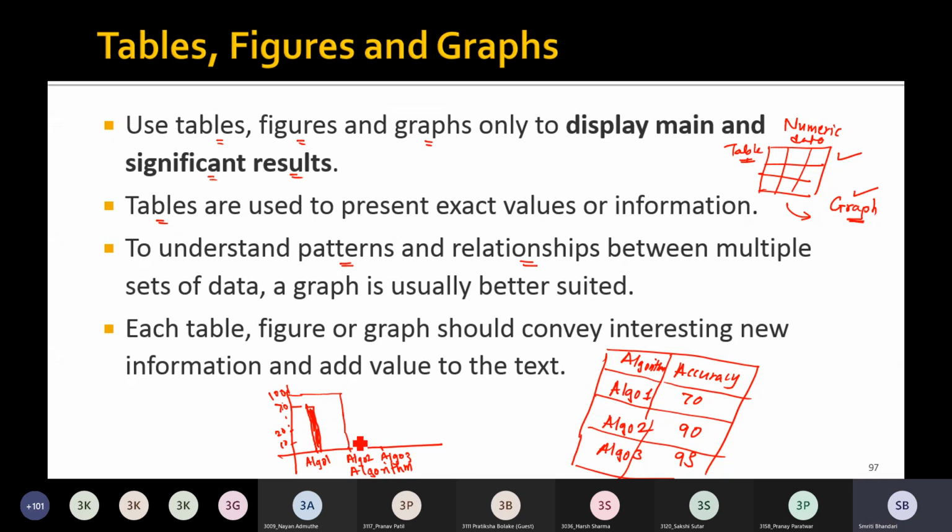Algorithm 2 is giving me 90% accuracy, so here is 90%, and I'll draw a column depicting the accuracy of algorithm 2. Similarly, it is 93 for algorithm 3, so I'll plot this column also for algorithm 3. I may put the data labels also: 70, 90 and 93. So the same data is represented in the table form and the same data is represented using a chart. So either you go with a table or you go with a chart, because you are representing the same data. Don't use both simultaneously, the table and this chart. Got it?